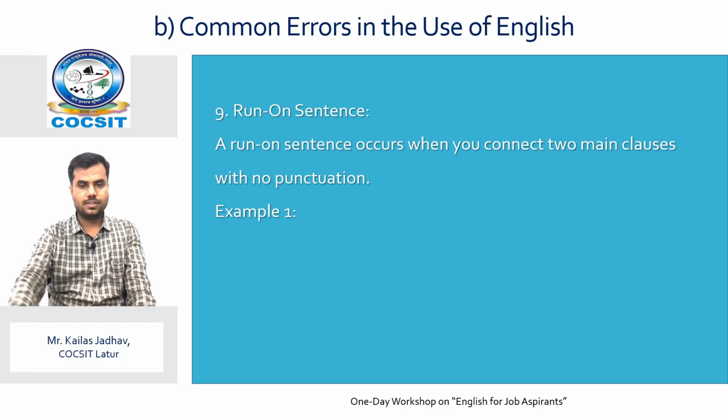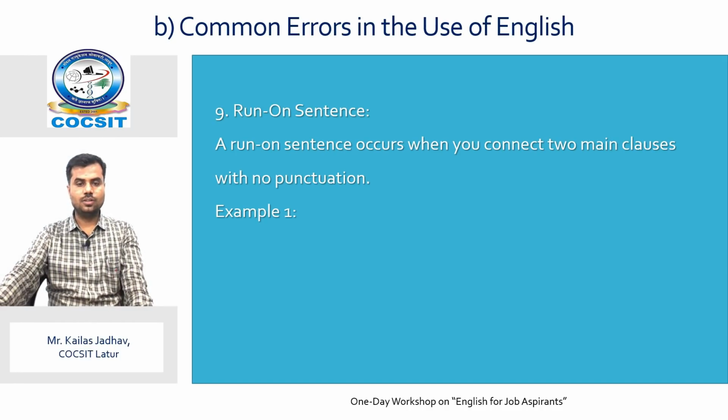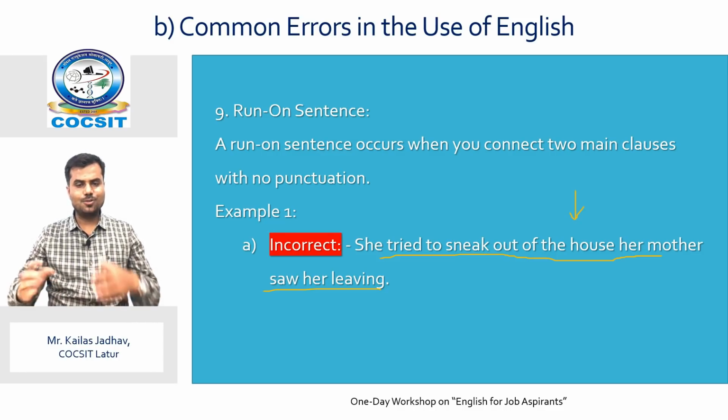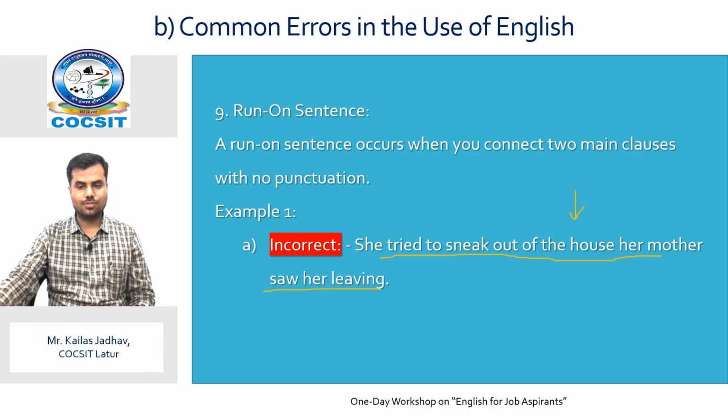Next type of error is run-on sentences. A run-on sentence occurs when you connect two main clauses with no punctuation. Okay, look at this. She tried to sneak out of the house, her mother saw her leaving. Now it becomes quite difficult to read when there is no comma, no clause is separately given, no punctuation mark is given. This is a run-on.